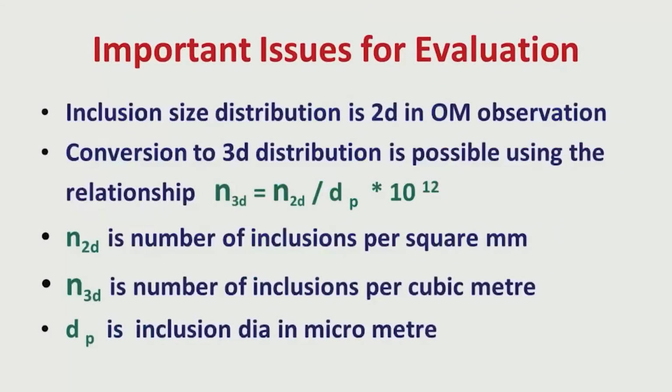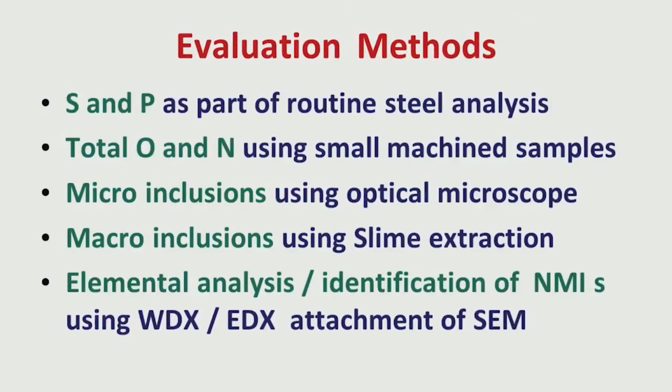So, today what we have covered? We have covered how evaluation of inclusion is done, how sulfur, phosphorus are analyzed as a part of the routine analysis, how total oxygen and nitrogen can be analyzed from small machine samples.